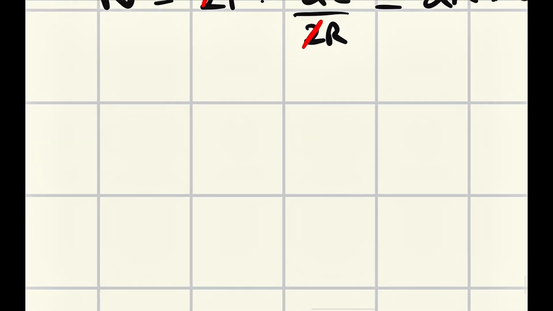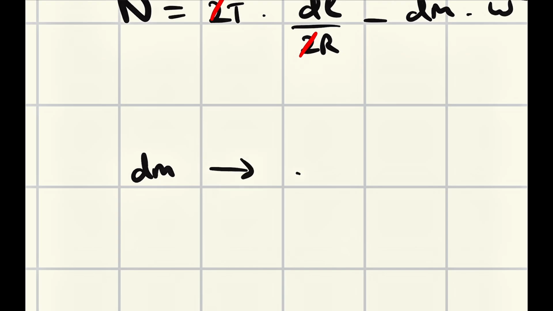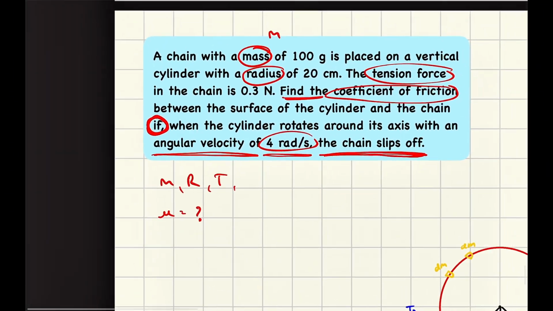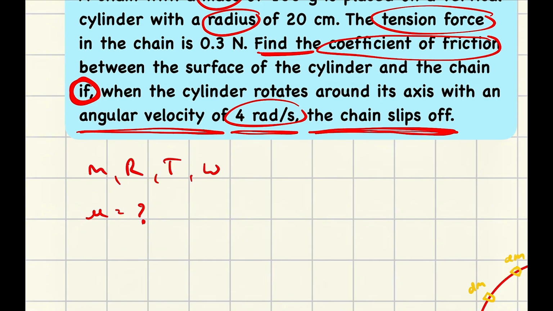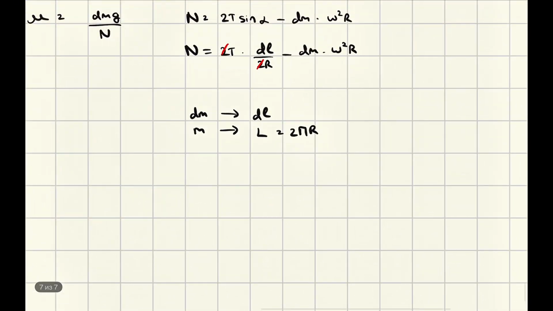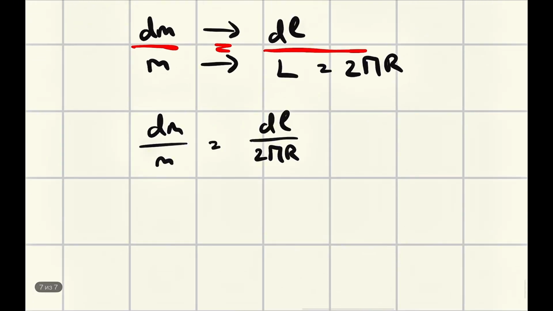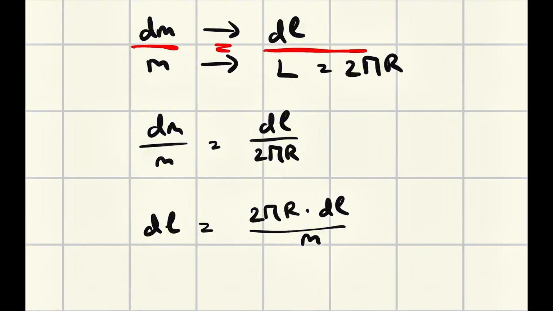How do we do it? If small dm is responsible for dl, and m is responsible for large L, which is just 2 pi r, because we are given r. So, we also have here omega. We shouldn't forget about that. So what can we do? We know that the relation between these two things is equal to the relation between these two things. So that's how we can write dm divided by m equals dl divided by 2 pi r. And if I write dl with dm, it would be something like this. dl equals 2 pi r multiplied by dm divided by m. Oops, not dl, it's dm. Yes, of course. Sorry, something like this.